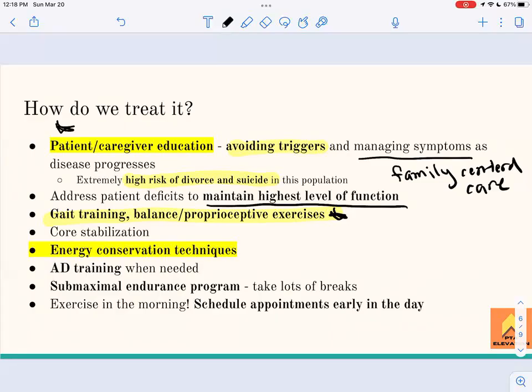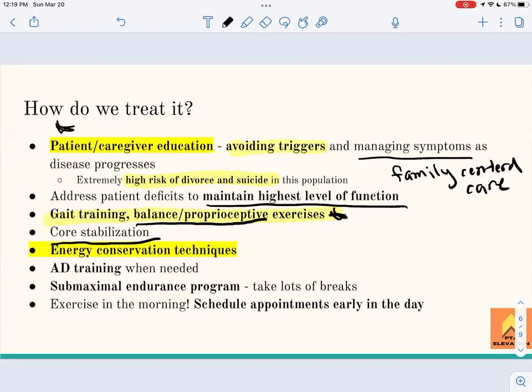But we also want to decrease their fall risk, and especially balance and proprioceptive exercises are going to really help decrease their fall risk. Core stability in general, I don't want to delete that, but core stabilization in general is going to help this patient out a lot, especially with transfers, with seated balance, with walking, ambulation, balance, proprioceptive exercises. If we have a strong core, we can do a lot.